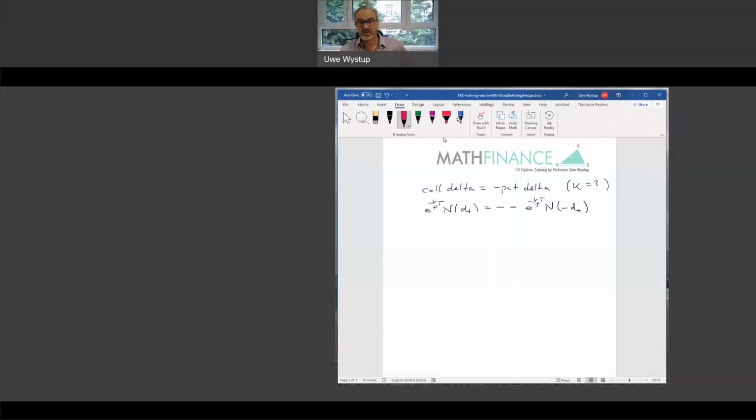So the two minus signs go away, they cancel, and the discount factors go away. So there's not much left. What we are left with is N of d plus is equal to N of minus d plus. All right. N is the normal cumulative distribution function, so this is this function here going up from 0 to 1. This is increasing, right?